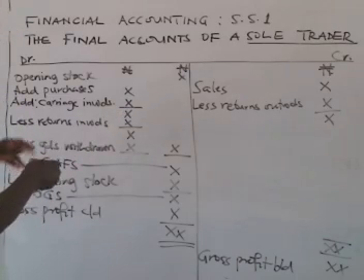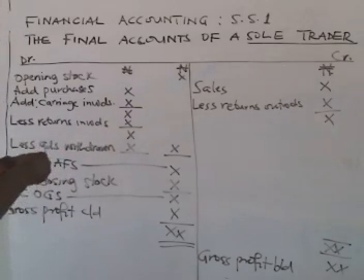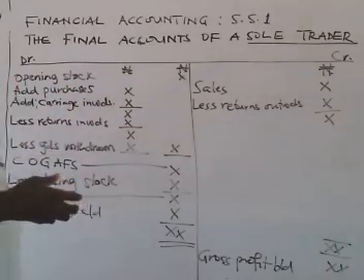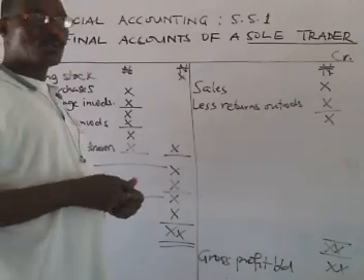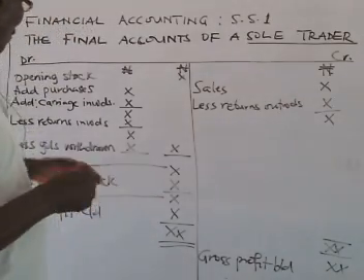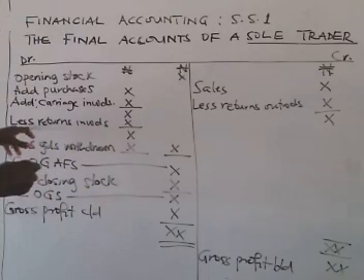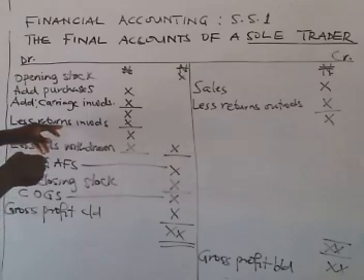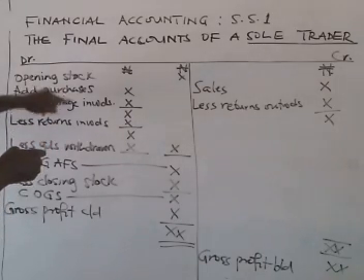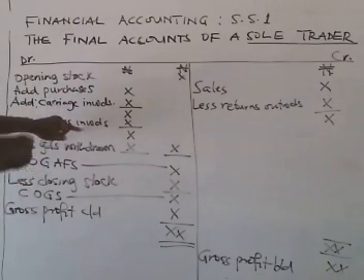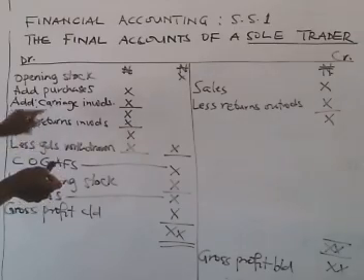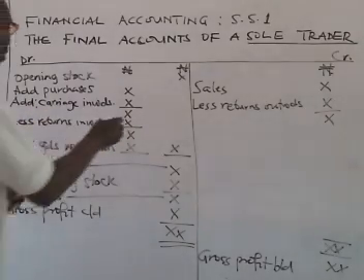Then the next thing is, when you purchase goods, some of the goods may be returned. So any goods returned must be deducted. So you have less returns inwards. Return inwards here means goods earlier purchased, now returned due to reasons known to the owner of the business. So when you less that from here, you have an amount here.